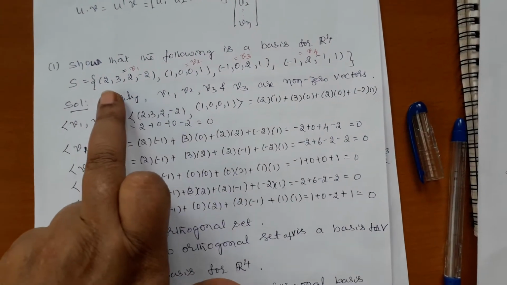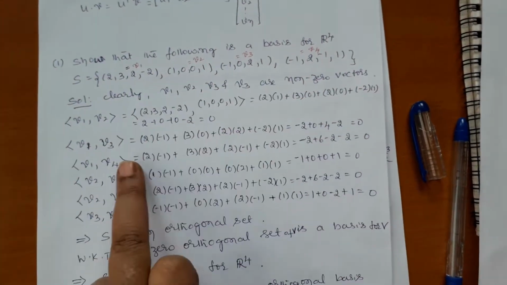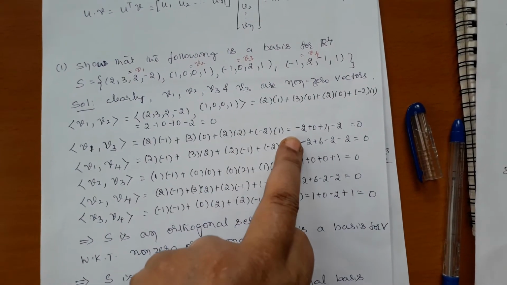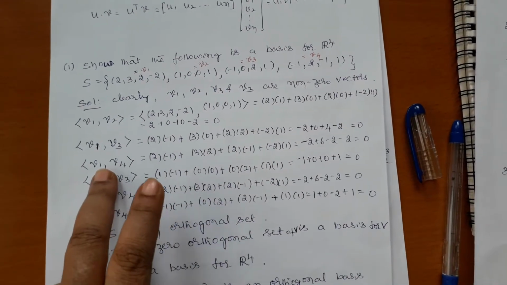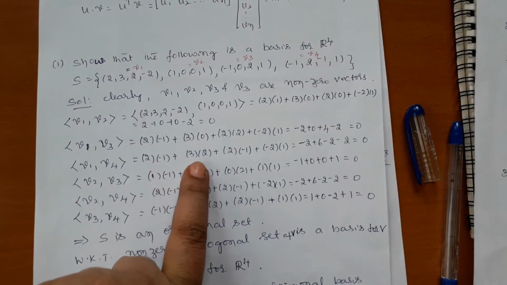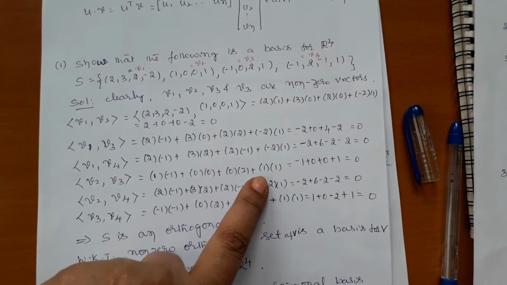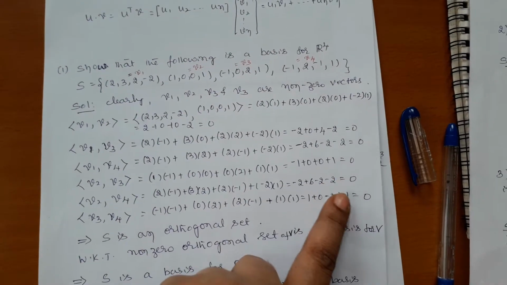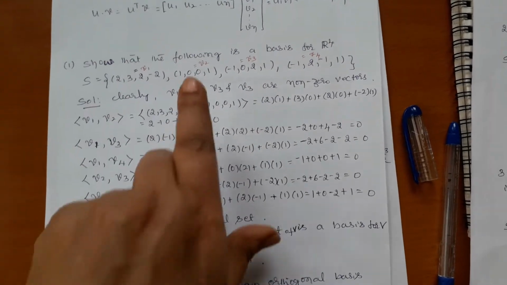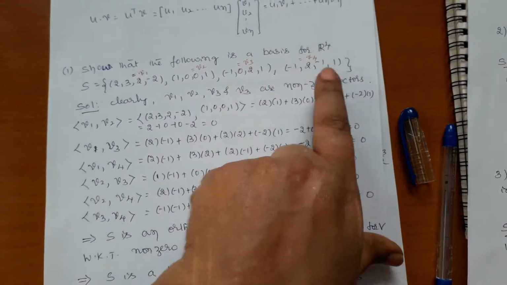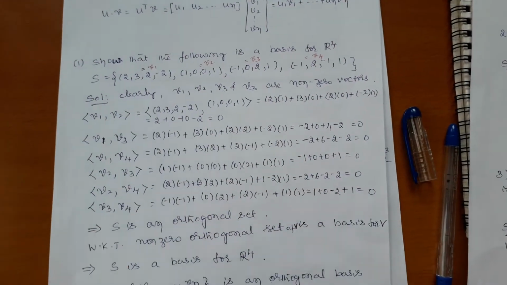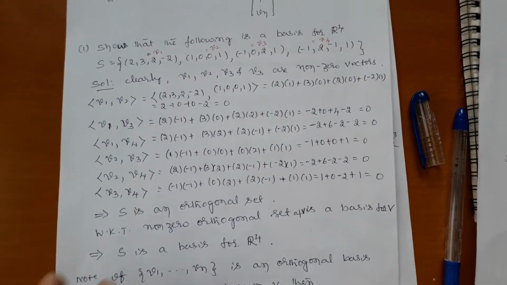Similarly, I take V1 with V3: 2 into minus 1 plus 3 into 0, 2 into 2 plus minus 2 into 1. Simplify that, we get 0. Similarly, I take V1 with V4: 2 into minus 1 plus 3 into 2 plus 2 into minus 1 plus minus 2 into 1. Simplify that, we get 0. Then the other combinations are V2 with V3, V2 with V4 and also V3 with V4. You know how to find the dot product. You find them out, we get 0. Therefore, S is an orthogonal set.